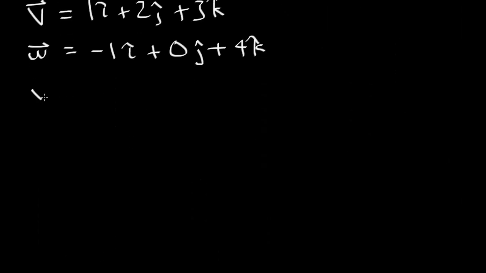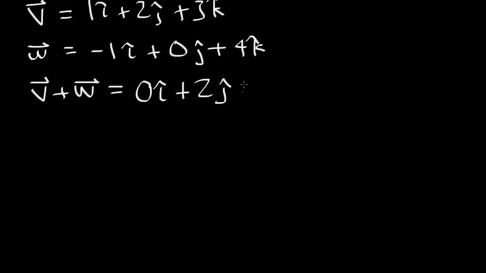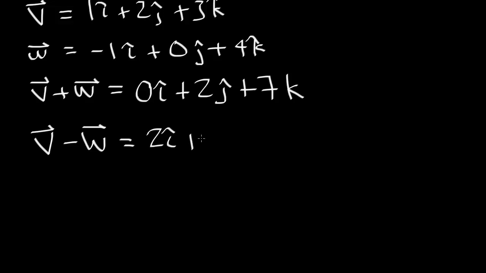So if we're going to add these 2 vectors, we just call it v plus w. And we're just going to add them component-wise. It's going to be 1 plus negative 1, 0i, and then 2 plus 0, so plus 2j, and then it's going to be 3 plus 4, so plus 7k. So pretty simple, and v minus w then, it's going to be the same kind of thing, but it's going to be 1 minus negative 1, 2i, 2 minus 0, 2j, 3 minus 4, negative 1k. So that's addition and subtraction.